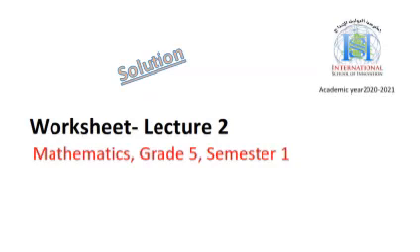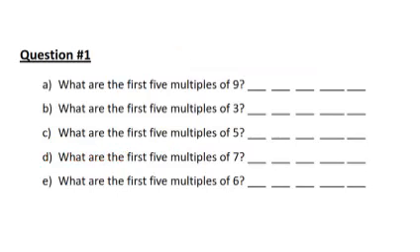Hello everyone. In this video I'm going to solve a worksheet for lecture 2. I'm going to start now with the first exercise, where we need to list the first 5 multiples of 9. So we start: 9 times 1, 9; 9 times 2, 18; 9 times 3, 27; 9 times 4, 36; and 9 times 5, 45.